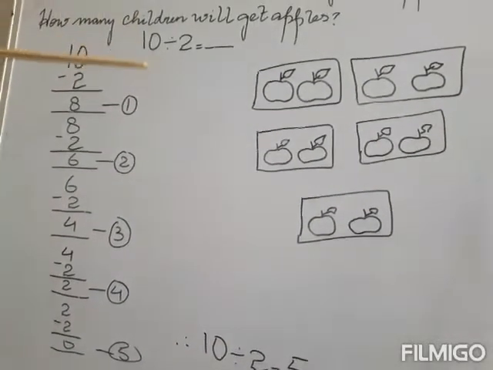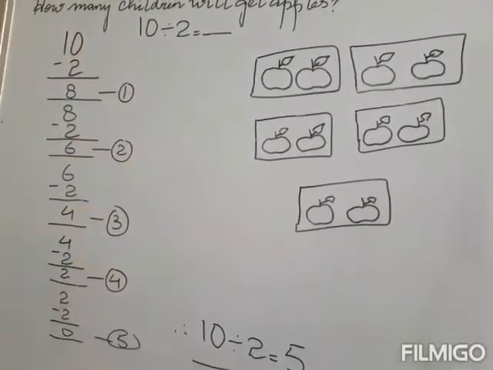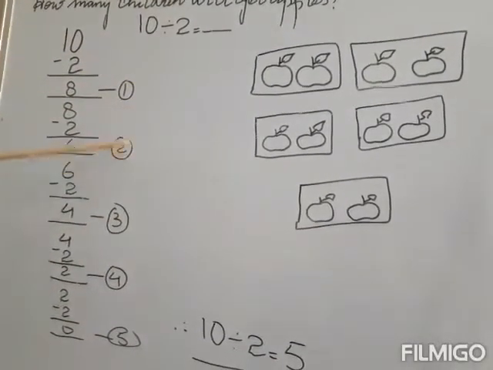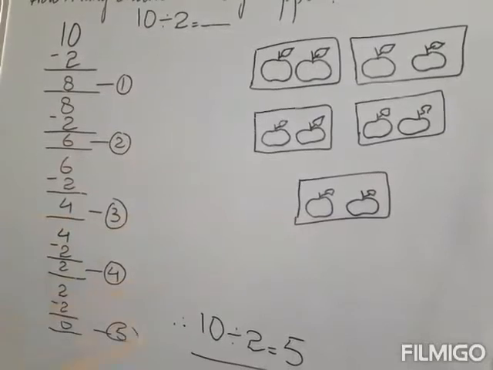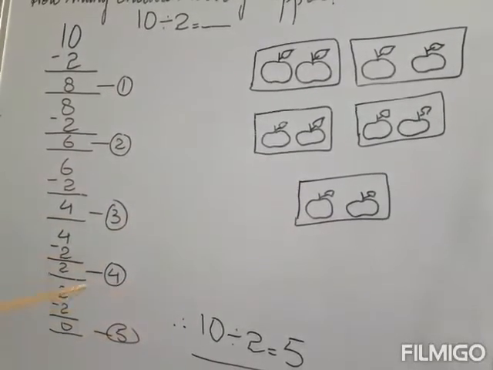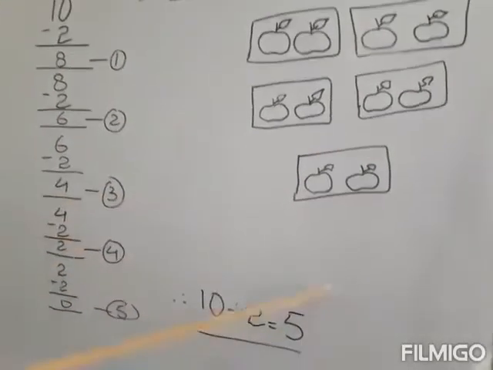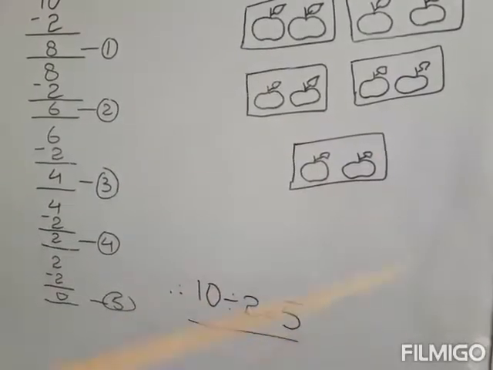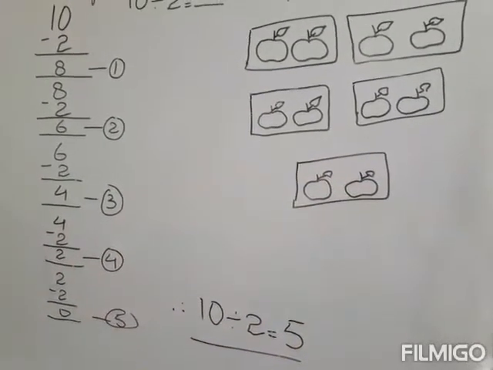Now my dear students, how many steps are there in all? 1, 2, 3, 4, 5. Total number of steps is 5. So our answer is 5. Got it? Got it my dear students?